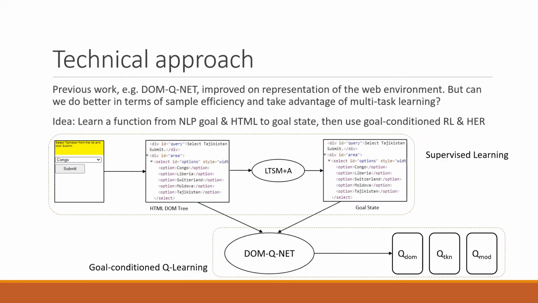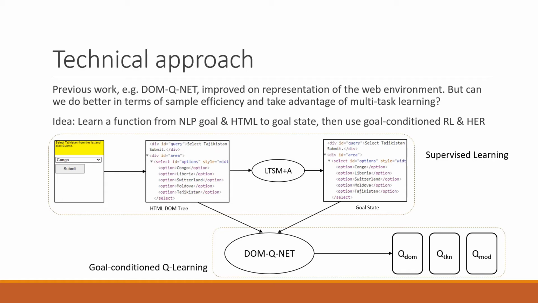Our approach builds on previous works such as the DOM-QNet, so called because the authors used a deep neural net to process the DOM tree of the web page and output a Q function. These types of architectures actually do a great job of representing the website environment. However, the previous works have also shown that the agents still have difficulties solving the most complex tasks that require multiple steps. So the question is whether we can do better in terms of sample efficiency and take full advantage of the multitask learning framework.